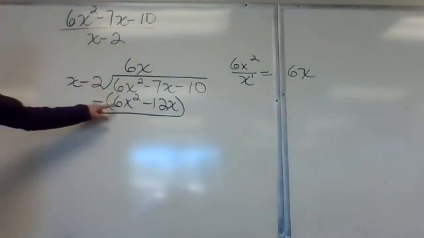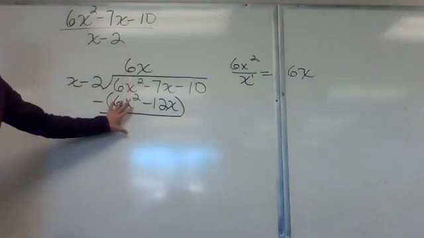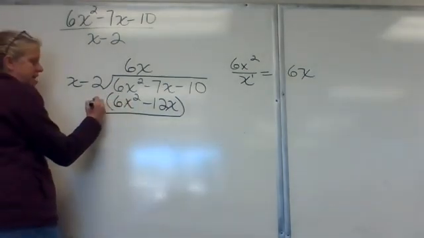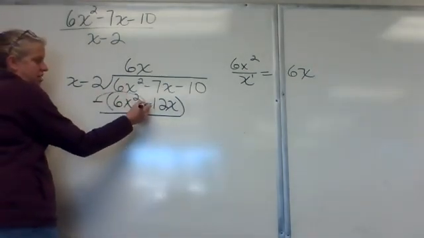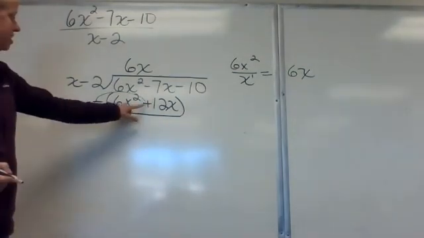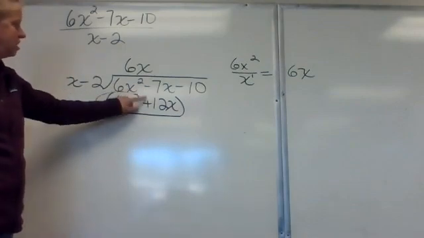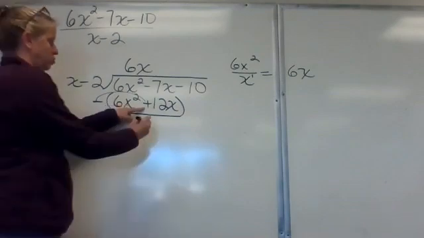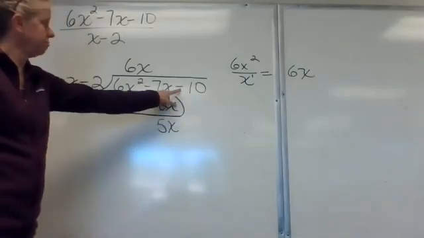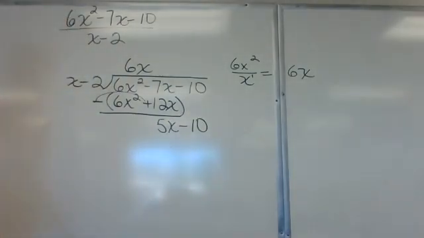So let's see, 6x squared minus 6x squared. So that's gone. That should always happen. So no x squareds anymore. Now remember, what does this minus turn this into? It actually turns it into a plus, right? If I'm subtracting a negative, I'm really adding. So I have -7x plus 12x, which gives me 5x. And then I'll drop down the next part, -10, and start over.